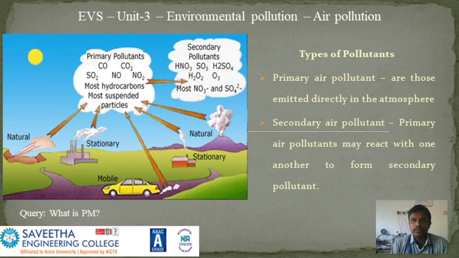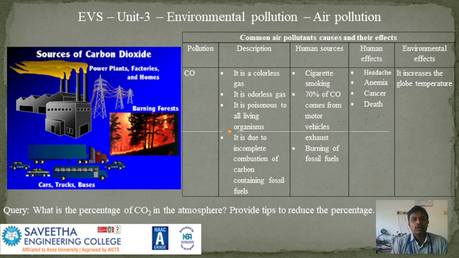What are the different types of air pollutants? Primary air pollutants are those emitted directly into the atmosphere due to the large amount of industrialization, and the primary air pollutants may react with one another to form secondary air pollutants. Now, the common air pollutants, their causes and their effects.